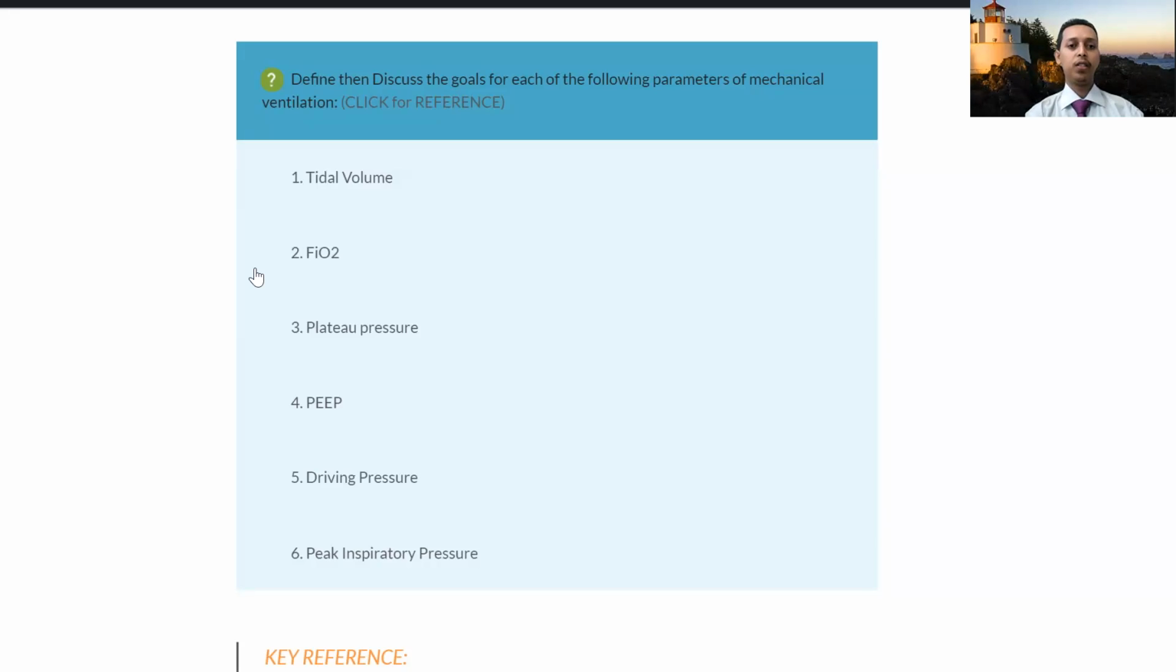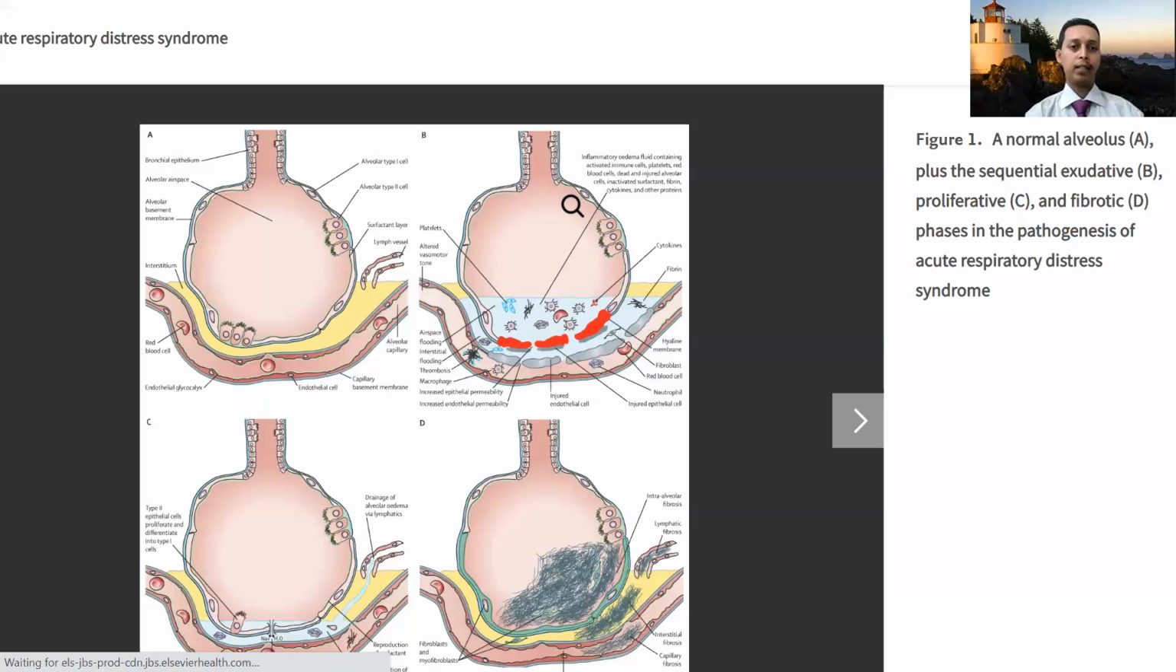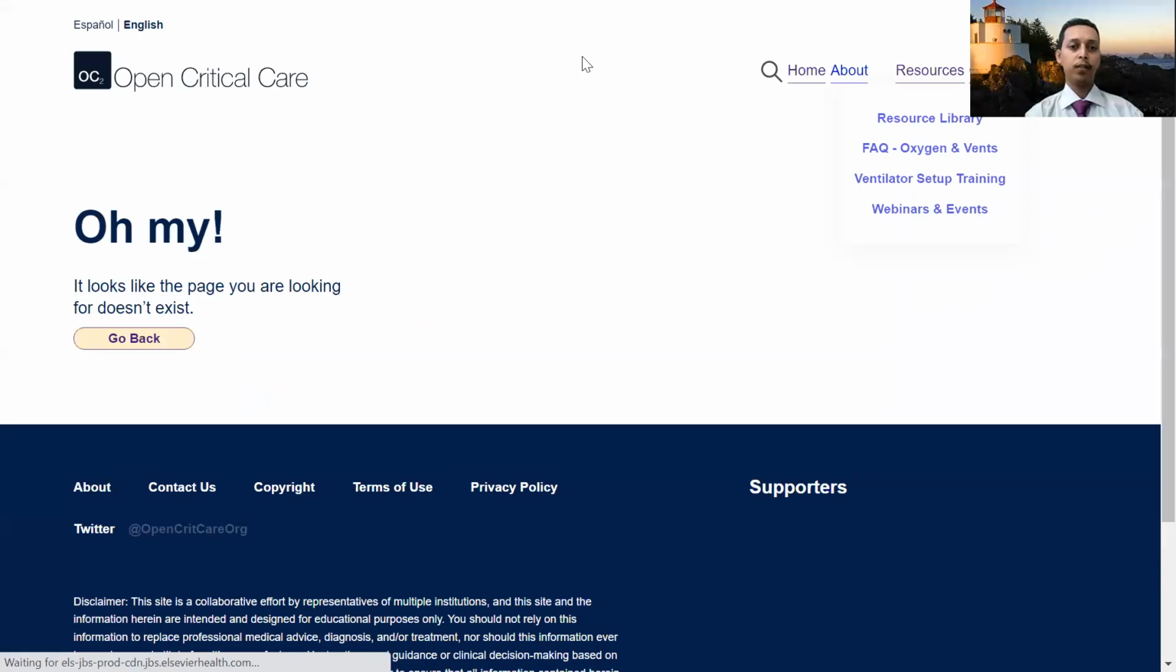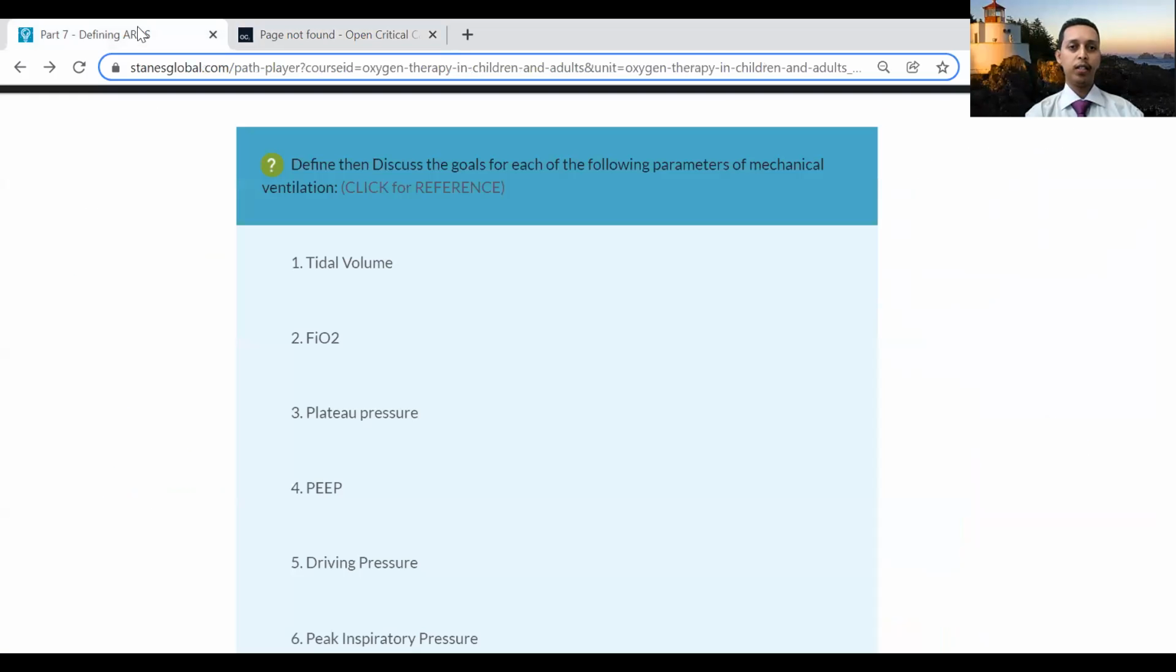So let's deal with each of the parameters, and let's go and define them together. Yeah, waiting for a screen to come.